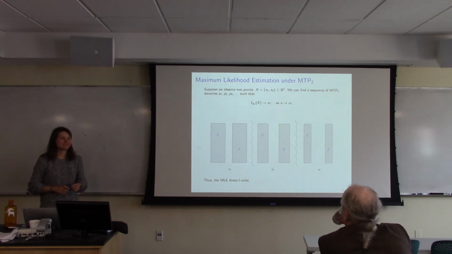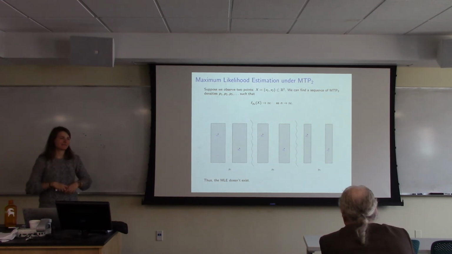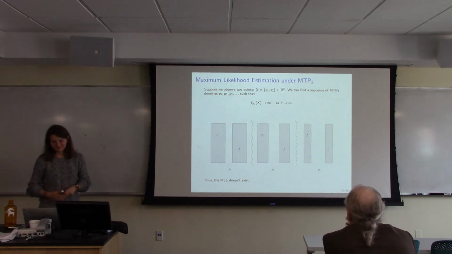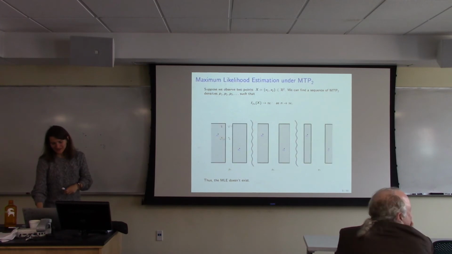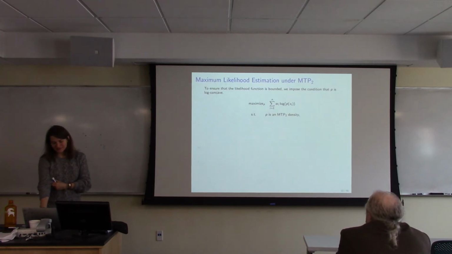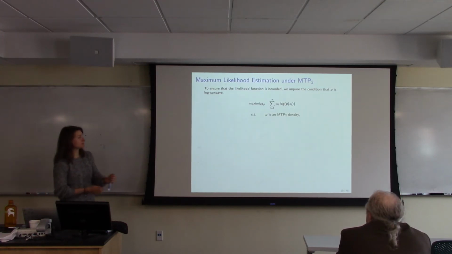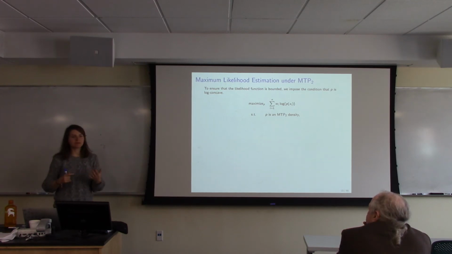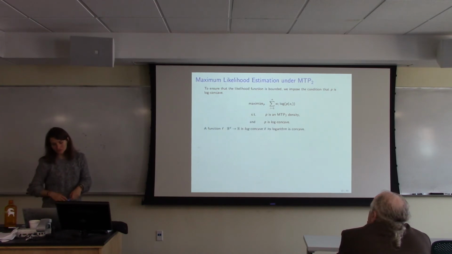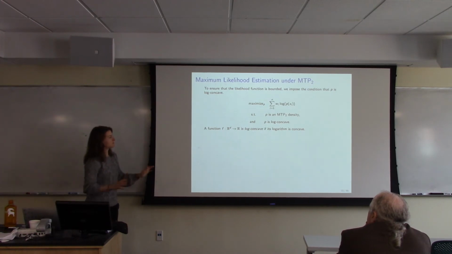I mean, we are assuming that it's coming from something else. Okay, so to remedy this, we decided to impose another constraint. As I was saying in the beginning, sometimes you need strong enough conditions so that this behavior doesn't happen. And we chose to impose the constraint that P is log-concave. There are probably other ways to do this, but we chose this one.